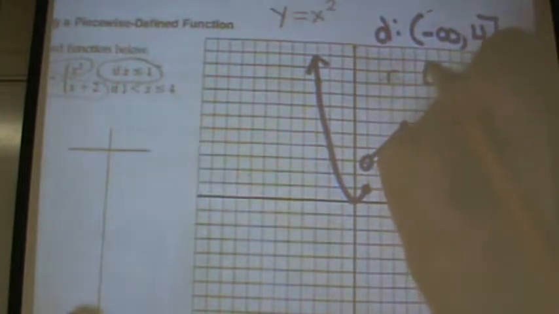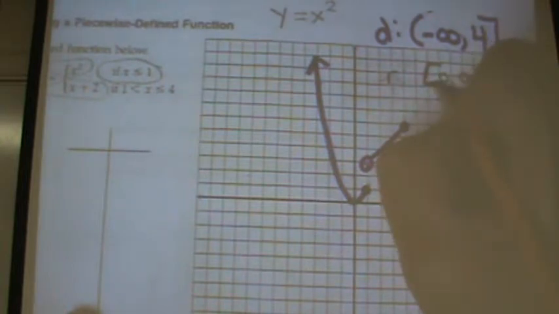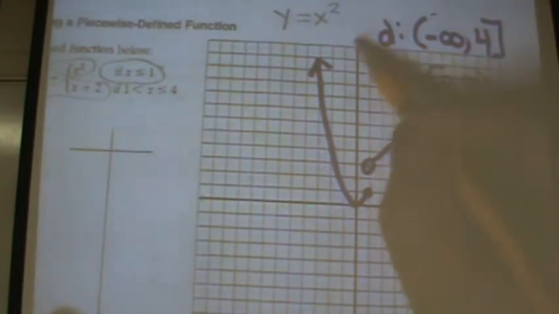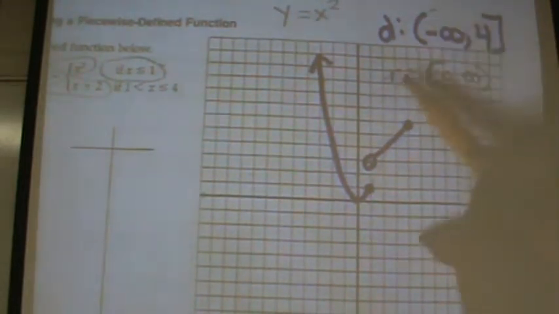Whoops, this would be a bracket. 0 to infinity. So you want it like that. D and R. D for domain, R for range. Or you could write X, some people will use an X. And then Y.